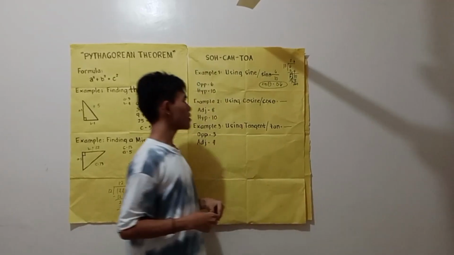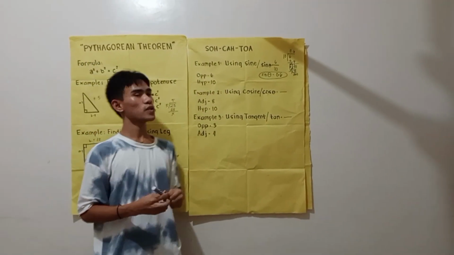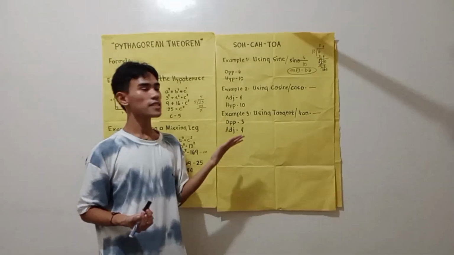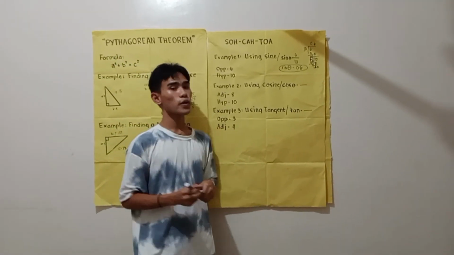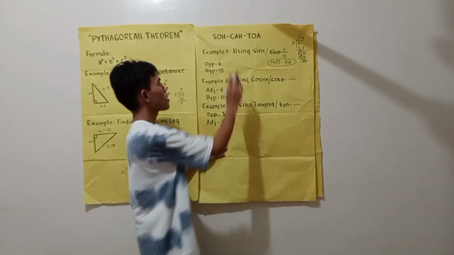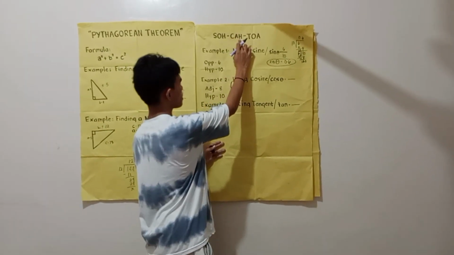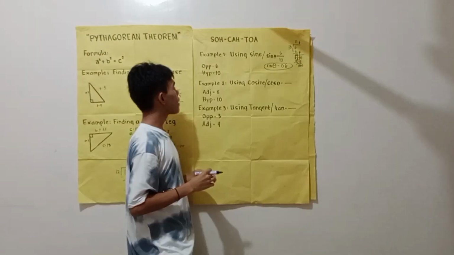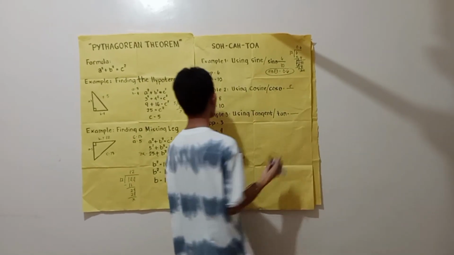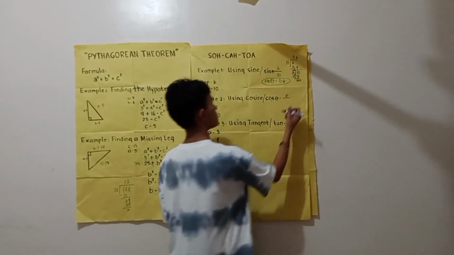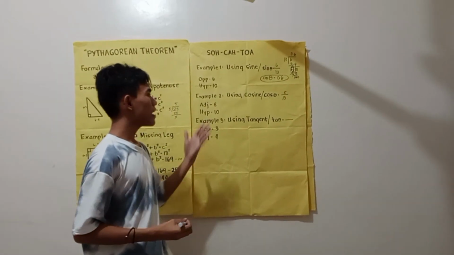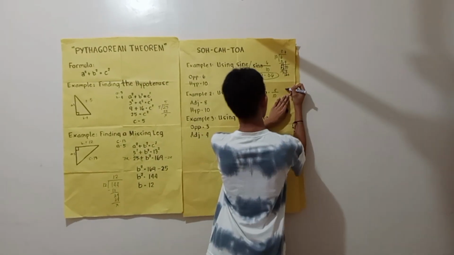So that's it. This is the basic way in how you're going to calculate the value of sine. And next, for example 2, we're going to calculate the value of the cosine. Cosine is adjacent over hypotenuse. Let's say that the value of adjacent is equal to 8, and the hypotenuse is 10. Same process, we're just going to divide 8 over 10.